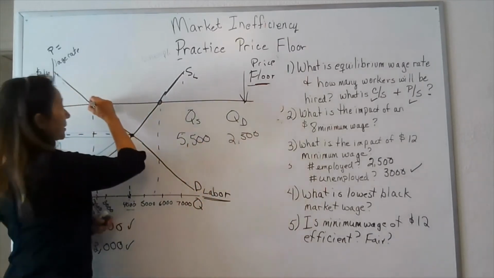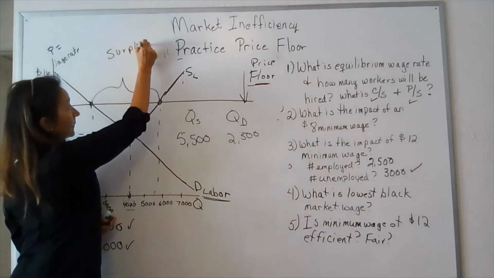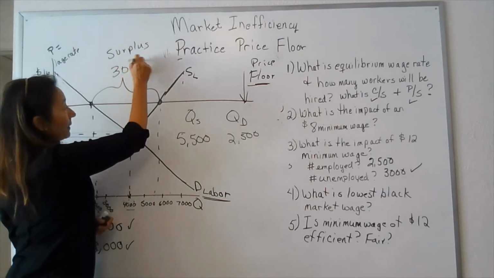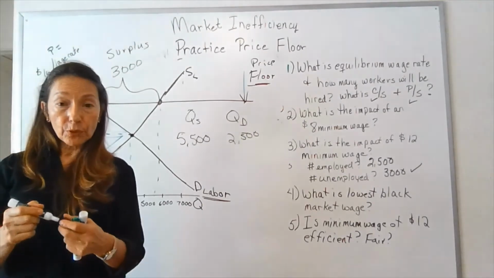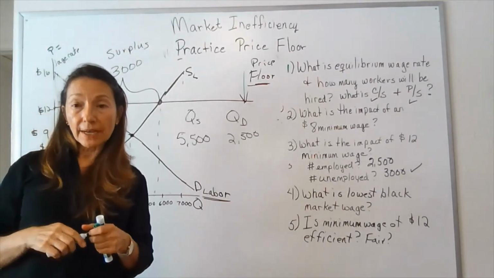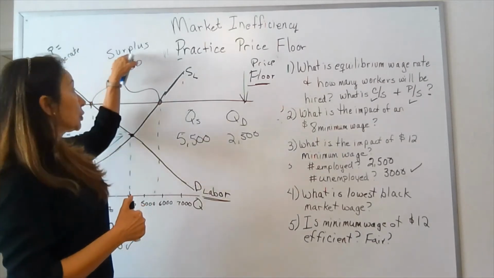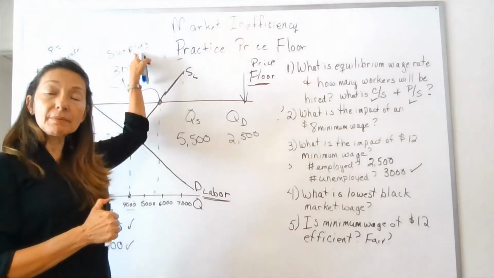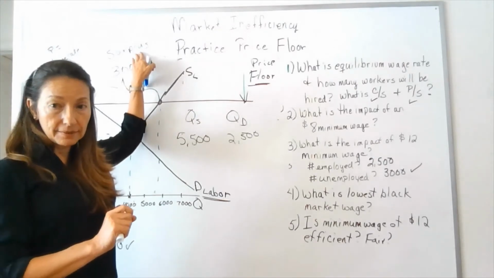So this is going to create a surplus of 3,000 workers. That means there's going to be 3,000 workers who are out there looking for work and they're not going to be able to find work. So that becomes a surplus, and that means that a minimum wage at this level is going to create unemployment.